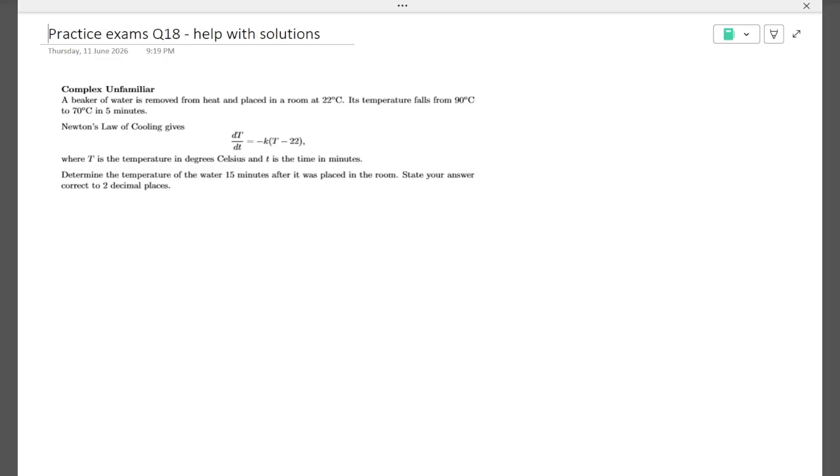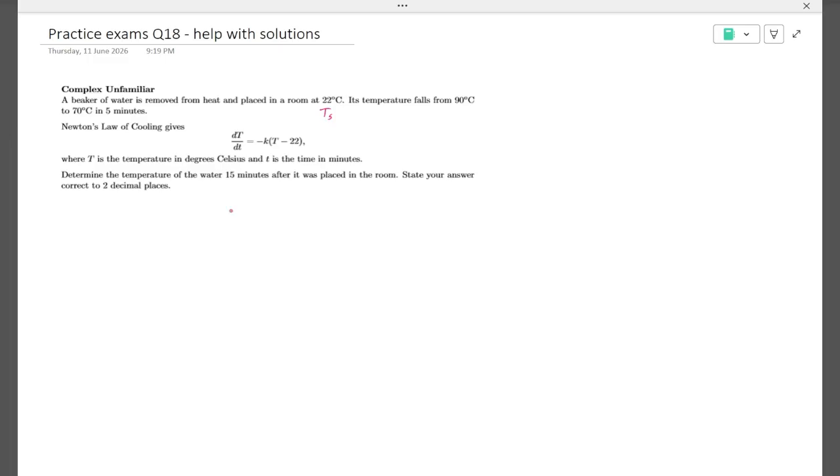A beaker of water is removed from heat and placed in a room at 22 degrees. The temperature falls from 90 to 70 in 5 minutes, and then they give you Newton's law of cooling, where capital T is the temperature and little t is the time in minutes. So you'll notice that the 22 is often labelled the T_S for the temperature of the surrounds. But in this case, they give you the equation. You're not expected to know Newton's law of cooling, so that's reasonable.